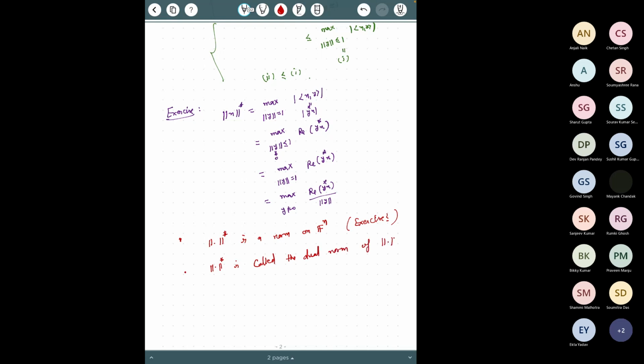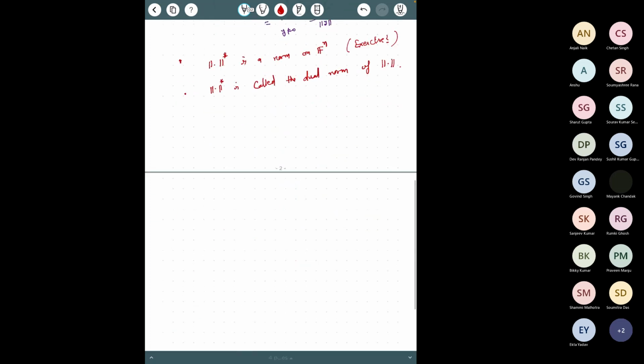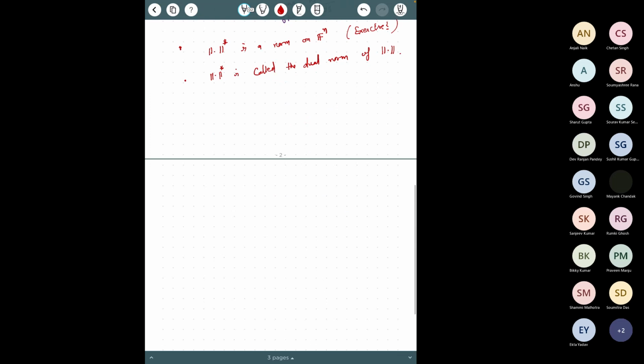Dual norm of this norm. For any given norm on a vector on Fn, we can define its dual norm. We'll see what properties it satisfies, but at least we can say this much. Now the question is why it is called dual norm. That also you can see. So I'll give you some idea why it is called dual norm.